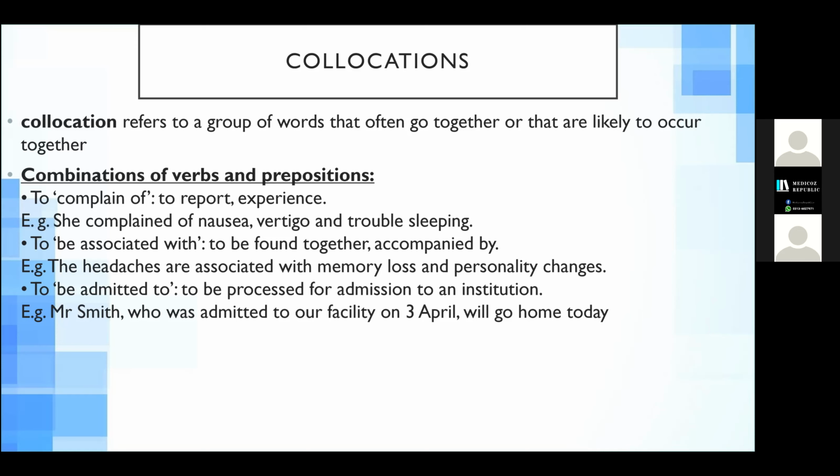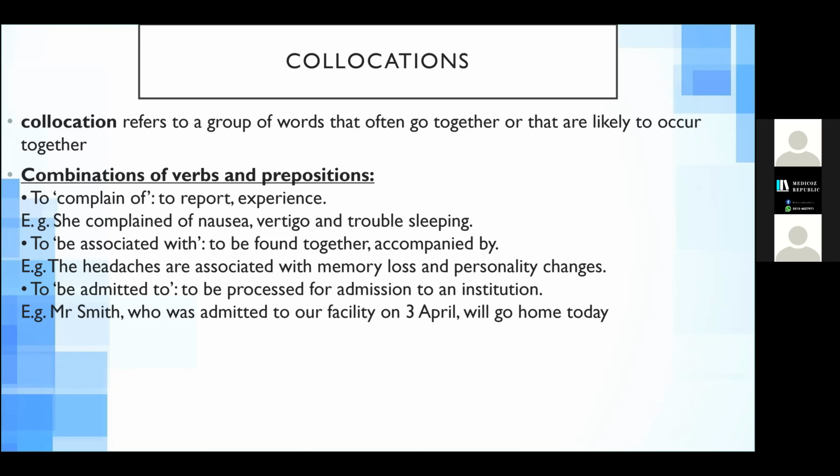The next one is to be associated with. It means to be found together, accompanied by. Sometimes other English vocabulary collocations can also be used in healthcare, like accompanied by. Here, the example is: the headaches are associated with memory loss and personality changes. But if you want to use accompanied by here, how would you change the sentence? It will go like: the patient is experiencing headaches that are accompanied by memory loss and personality changes. You have to change the sentence a little bit, but the meaning will remain the same.